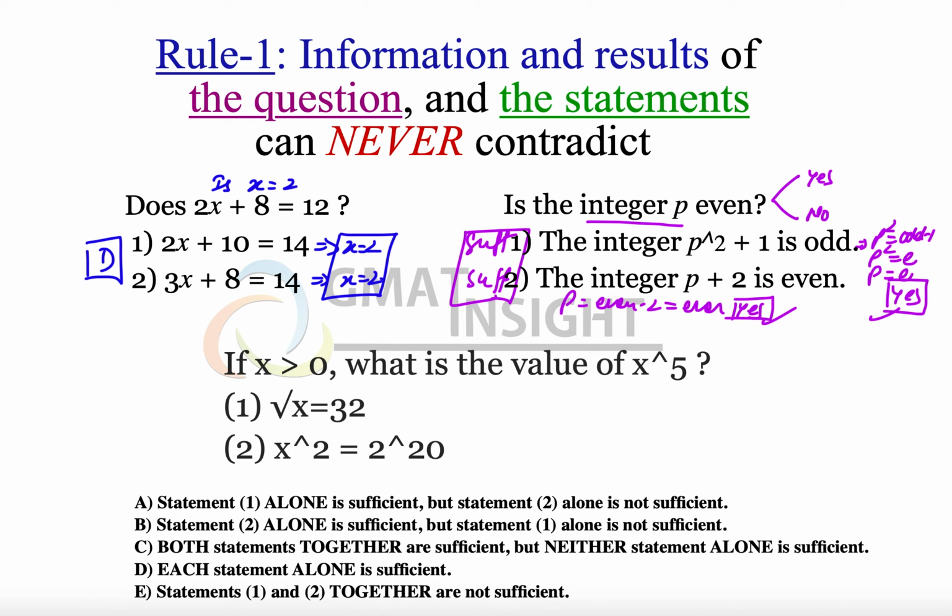So now let's quickly look at the third question here. If x is greater than 0, what is the value of x to the power 5? The first statement says that root x is equal to 32.